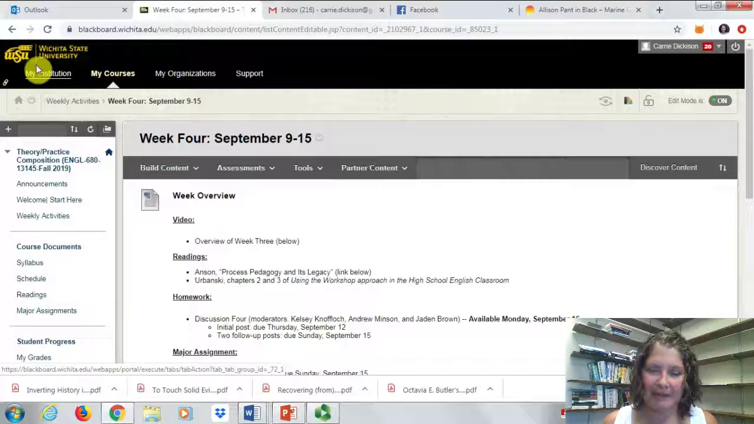So we're going to be learning about this approach to teaching writing, and much of the next 4 weeks is going to be focused on this approach.